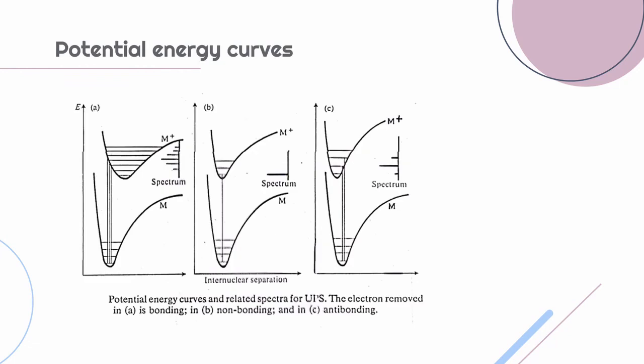Here we have three potential energy curves. The difference in the position of the excited states is due to the change in the bond order when the molecule is ionized. In the first case, the excited state is to the right, that is, its equilibrium bond length has increased. It means that the bond order of the molecule has decreased, since the bond order is inversely proportional to the bond length. And we can justify the other curves using the same argument.